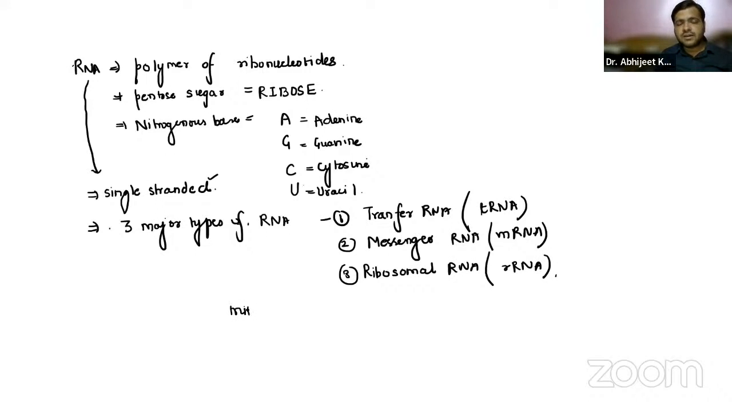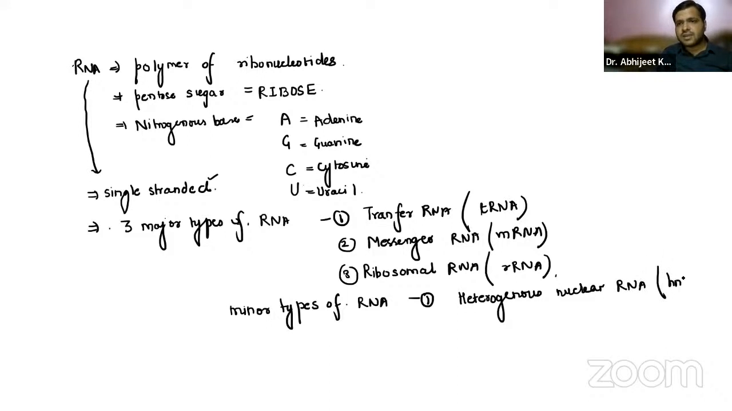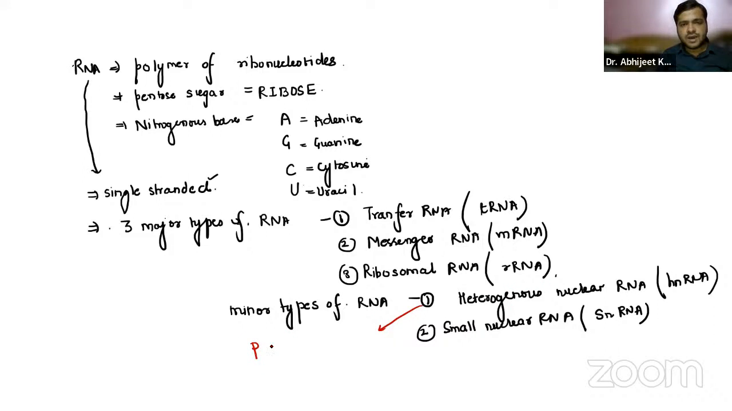But if we talk about the minor types of RNA, we have heterogeneous nuclear RNA, called hnRNA, and small nuclear RNA, called snRNA. Heterogeneous nuclear RNA, guys, remember that they are the precursors of mRNA.